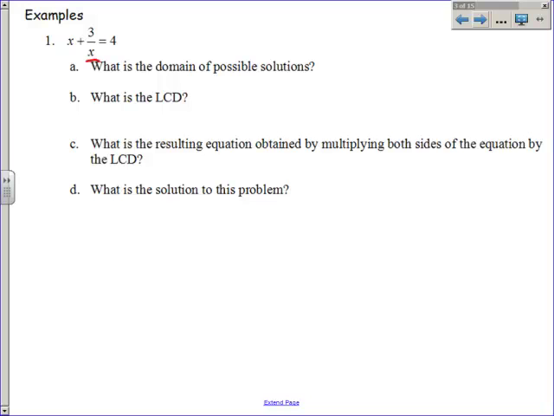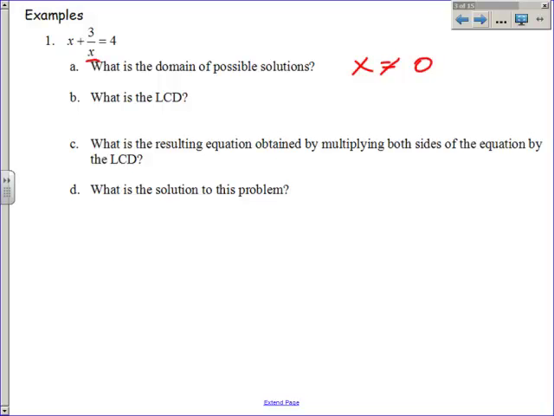If x is 0, the value x in the denominator, I have 0 plus 3 divided by 0. Well, that's undefined. And so I know my domain of possible solutions is every number except 0. If 0 becomes an answer later on, I'll know it's extraneous.